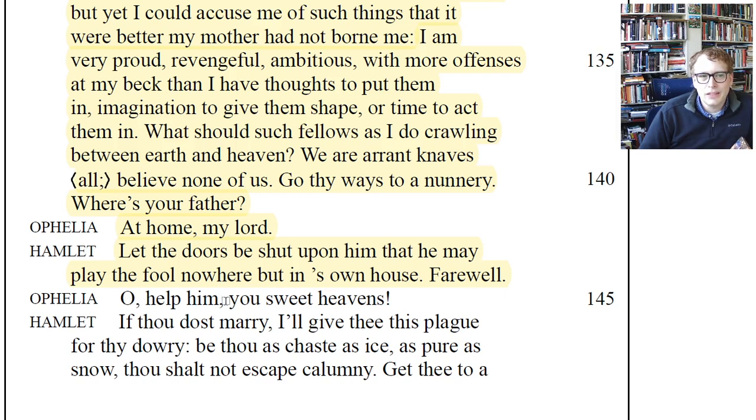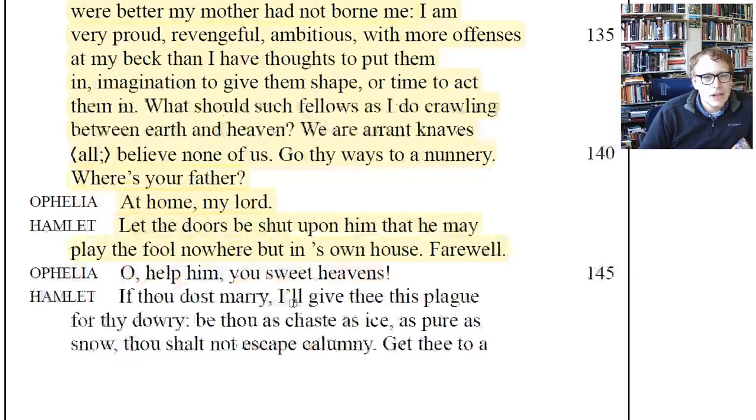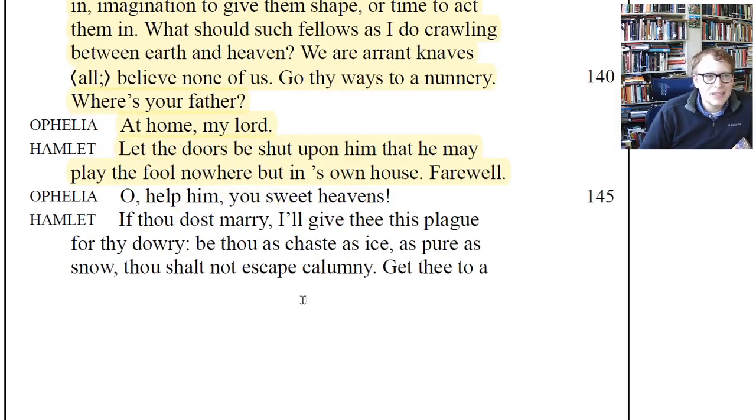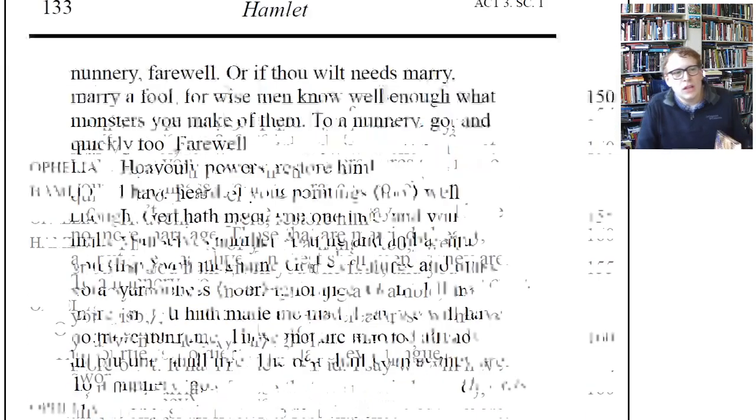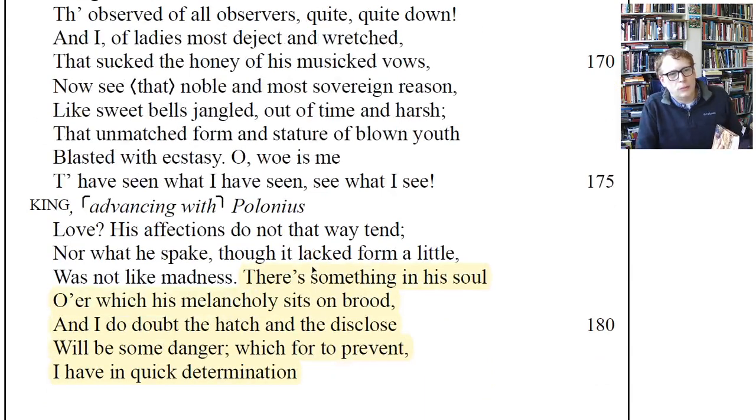We know that he's lost it because of the exclamation point here. "Oh, help him, you sweet heavens!" Right? Yeah, this is hard for her to watch. All right, let's scroll on down.